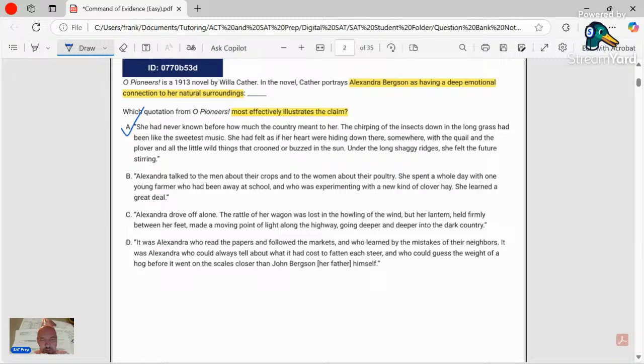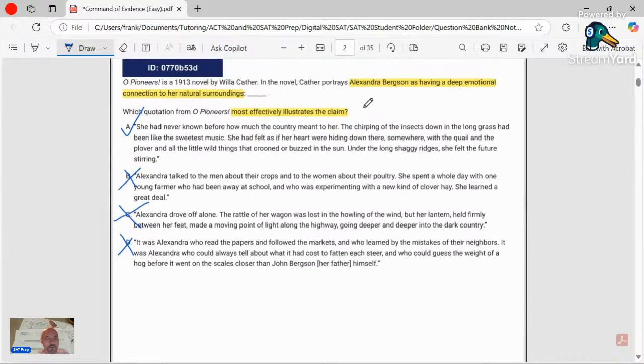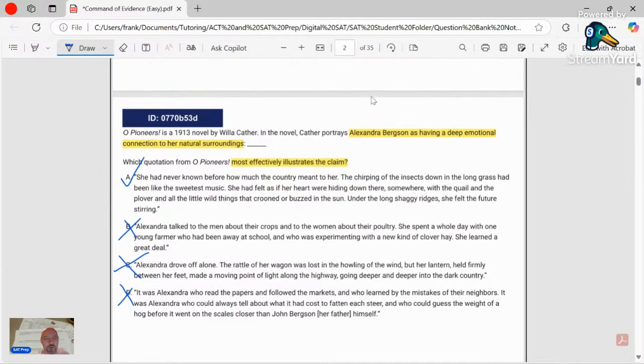B: Alexandra talked to the men about their crops and to the women about poultry. She spent a whole day with one young... This is her talking to people. No deep emotional connection. C: Alexandra drove off alone. The rattle of her wagon was lost in the howling of the wind, but her lantern held firmly beneath her feet. This is describing her driving her wagon home. D: It was Alexandra who read the papers and followed markets and who learned by mistakes of their neighbors. This is more about her knowing the market conditions, maybe reading the papers or looking at the reports. So A is the only one that talks about an emotional connection.